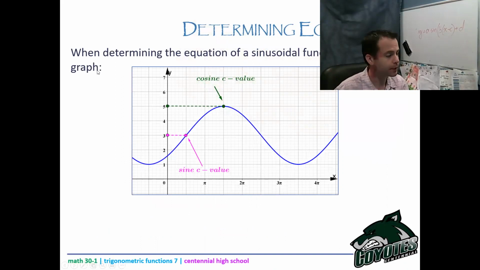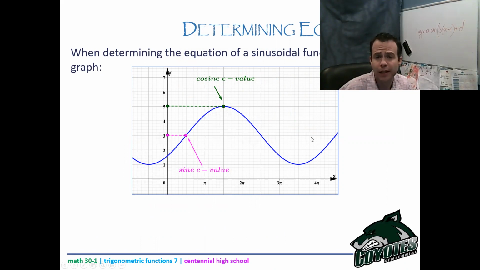So when determining the equation of a sinusoidal function from a graph, the very first thing we want to do is we want to find that midline. Remember that the midline is your d value. So if I look at my d value, the d value is going to be the average or the halfway point between the minimum and the maximum. So I see a minimum here of 1 and I see a maximum here of 5. The halfway point there is going to be 3.